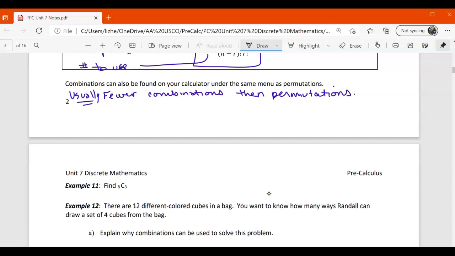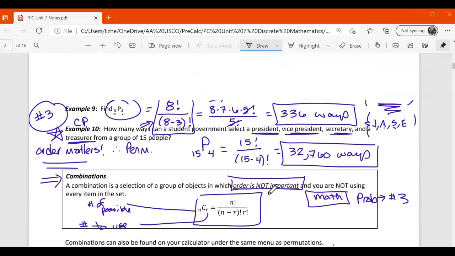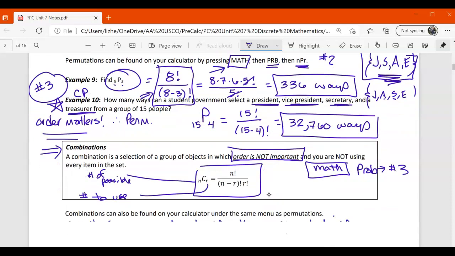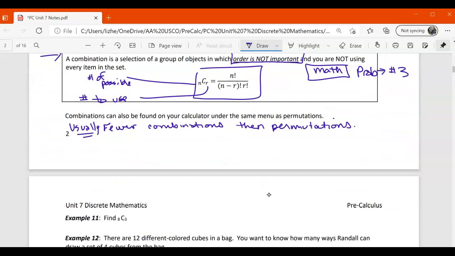All right, well, let's look at my little example up there. I was using my 4 kids for president, vice president, secretary, and treasurer. Joe, Sam, Andy, and Ellie. Okay, so this is a combination. Joe, Sam, Andy, Ellie. We don't care about the order.